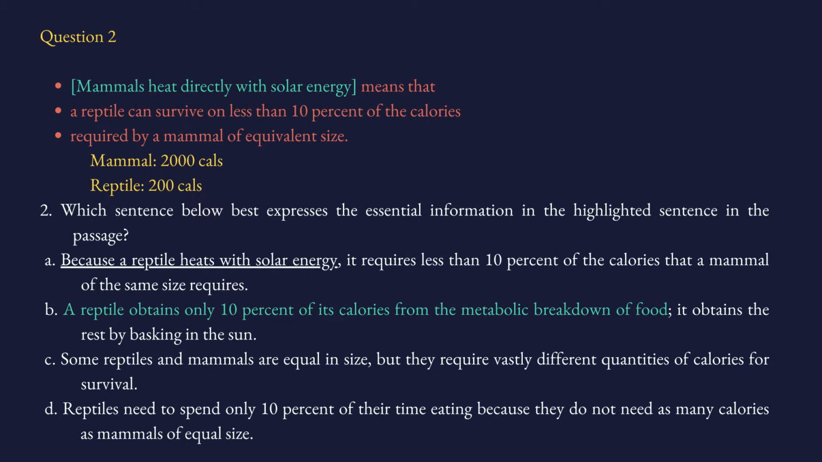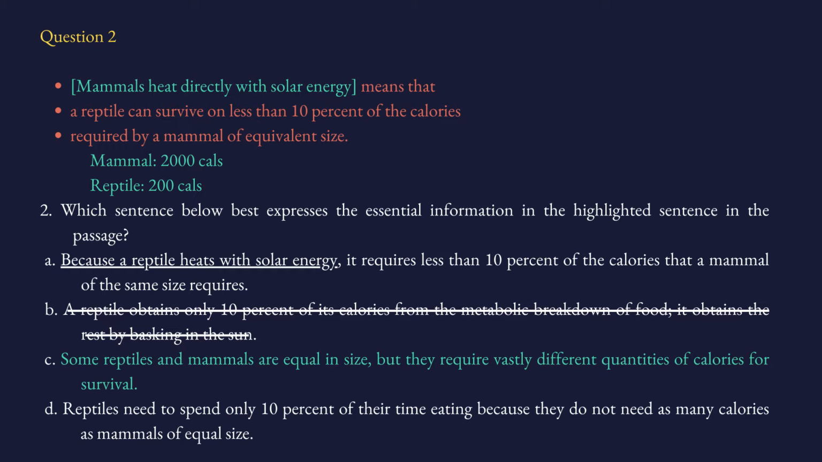Let's look at B. A reptile can obtain only 10% of its calories from the metabolic breakdown. Well, the passage doesn't say this. The passage doesn't say that it obtains 10% of its calories from metabolic breakdown and the rest from another source. It says that it survives on fewer calories than what is required by mammals. So B is directly wrong.